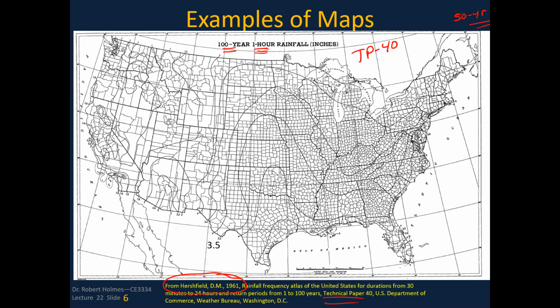And you can see here that we've got isohyets of equal precipitation. And so I've highlighted the 3.5 inch, which means that for the 1-hour duration and the 100-year or the 1/100 probability, this is the 3.5 inch. Looks like I got off the line there a little bit. And so here we are in Phelps County.